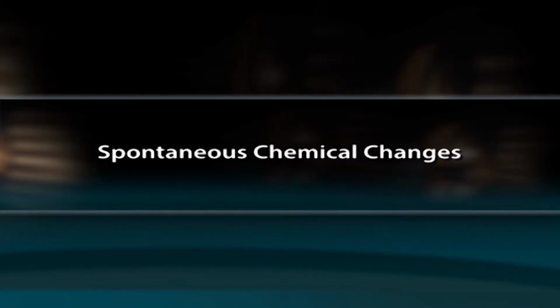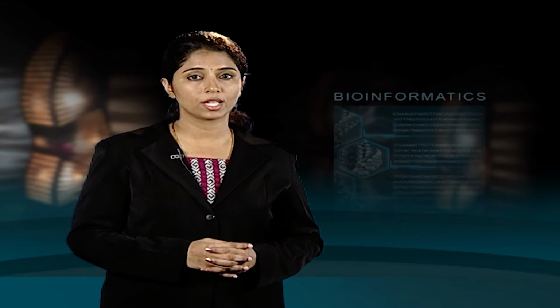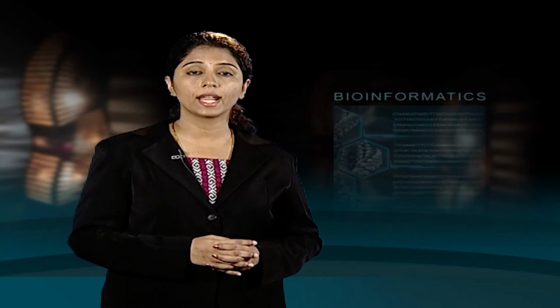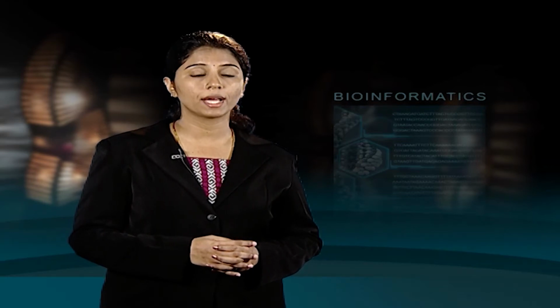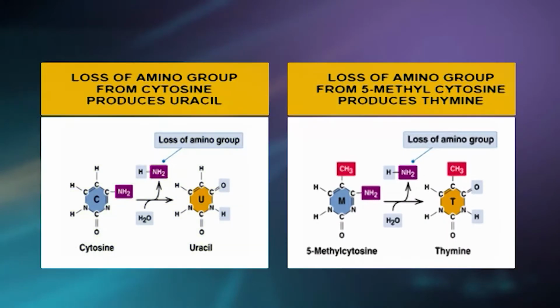Spontaneous chemical changes. Mutations can also result from spontaneous chemical changes in DNA. One such change is called depurination, the loss of a purine base from a nucleotide. This happens when the covalent bond connecting the purine to the carbon atom of the deoxyribose sugar breaks, producing an apurinic site. Another spontaneous chemical change that can occur is deamination, the loss of an amino group or NH2 from a base. This may occur spontaneously, but can also be induced by mutagenic chemicals. In this particular figure, you can see the loss of an amino group from cytosine produces uracil, as well as the loss of an amino group from 5-methyl cytosine produces thymine.